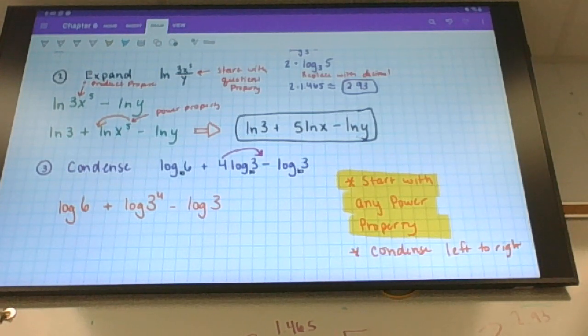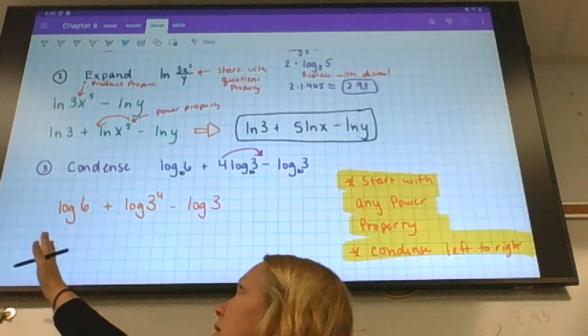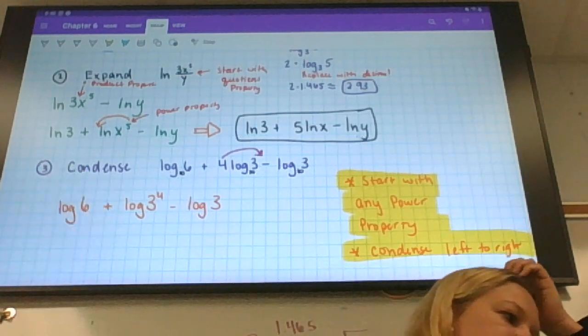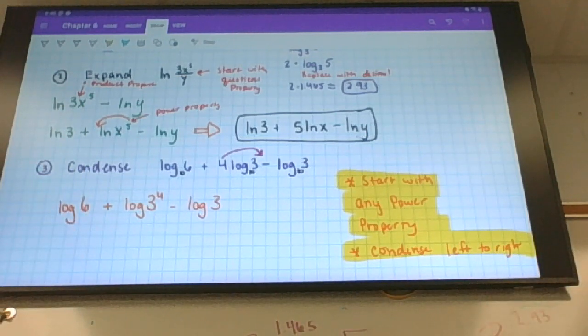Alright, next, after you do your power properties, you condense from left to right. You read your math sentence left to right. So the next thing I would address is this plus sign. That's the product property. We'll condense that through multiplication: log of 6 times 3 to the 4th, minus log 3. I think I'm just going to hit a calculator and do 6 times 3 to the 4th.